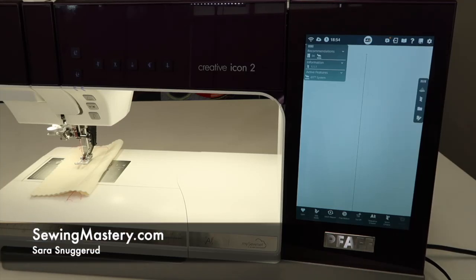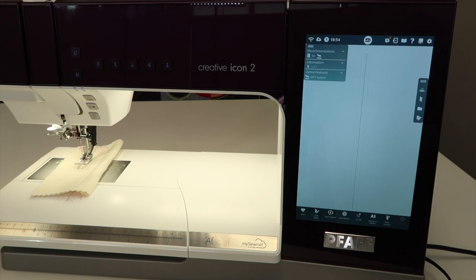Needle positions on the Pfaff Creative Icon 2 is a very common question I get. I don't know if it's just because it's not obvious where you adjust it, or maybe it's a question of why you would need to move your needle position in the first place. I want to show you two distinct uses of moving your needle position for different techniques. So let's start with just a straight stitch.